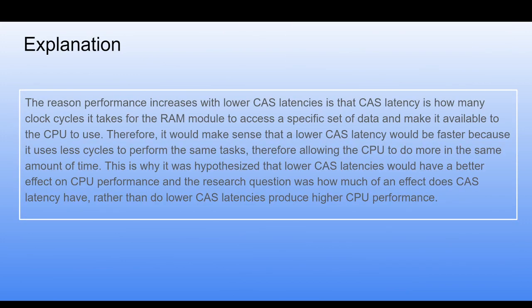Explanation. The reason performance increases with lower cache latencies is that cache latency is how many clock cycles it takes for the RAM module to access a specific set of data and make it available for the CPU to use. Therefore, it would make sense that a lower cache latency would be faster because it uses fewer cycles to perform the same task, therefore allowing the CPU to do more in the same amount of time.